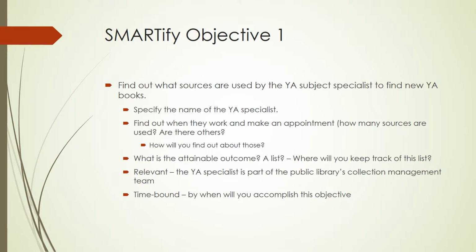What's the attainable outcome? Well, it's going to be possibly a list. How are you going to keep track of that list? That makes it attainable and adds to the possibility of measurement. So you're writing down, how am I going to keep track of that list?